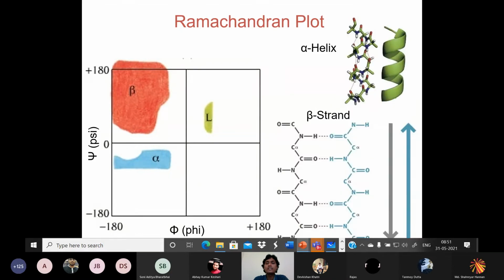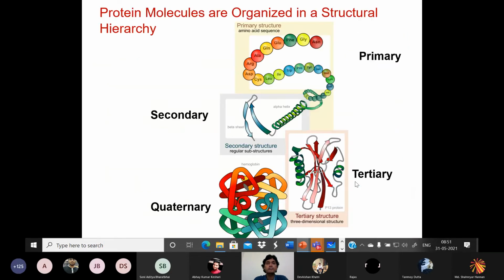Here you will see this is an alpha helix and this is a beta strand, but I will discuss how they form a little later. Protein molecules are organized in a structural hierarchy. As I told you, when they are just attached by peptide bonds, they are called primary structure. And from primary structure, they form the next order, which is called secondary structure.